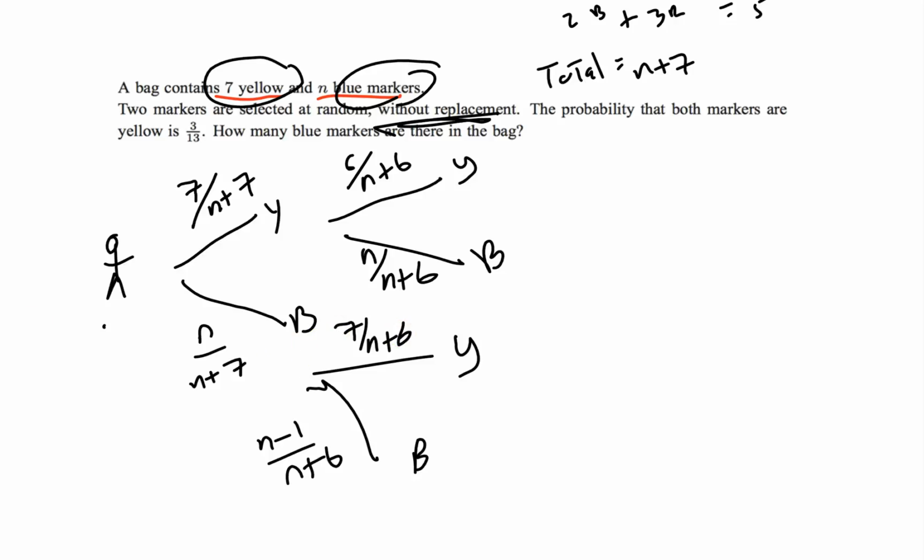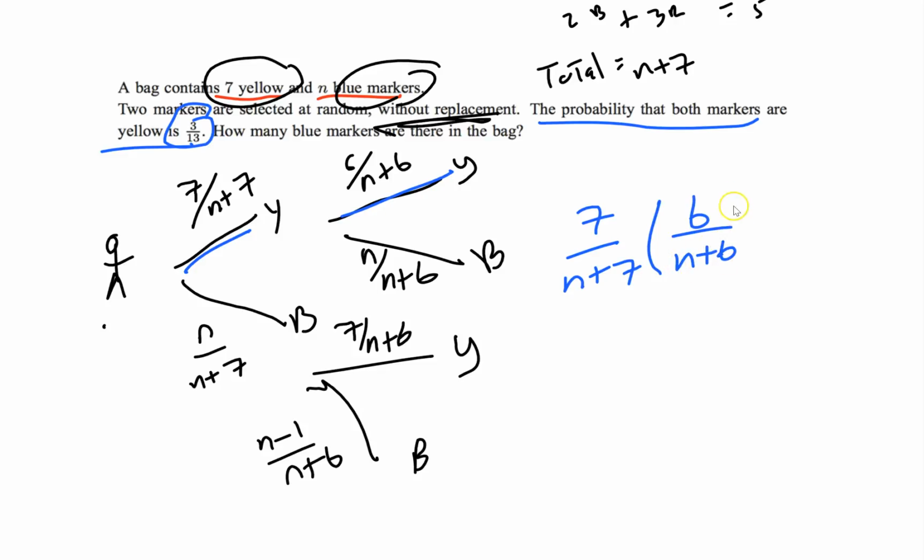And then to finish this out, the probability that both markers are yellow is 3/16. So both yellow. I want yellow, yellow. The only way I could get it is right there. So it's going to be 7 over n plus 7 times 6 over n plus 6 equals 3/16.